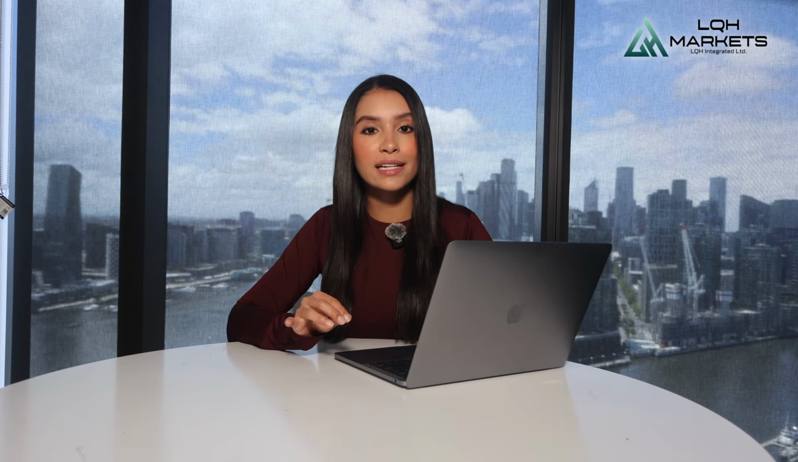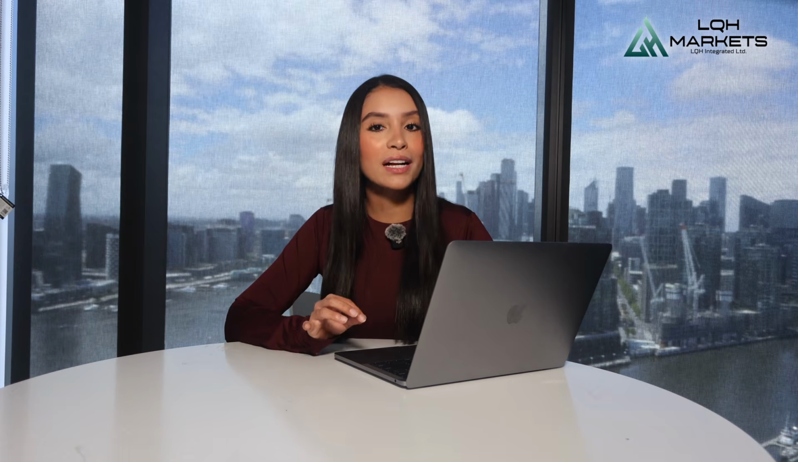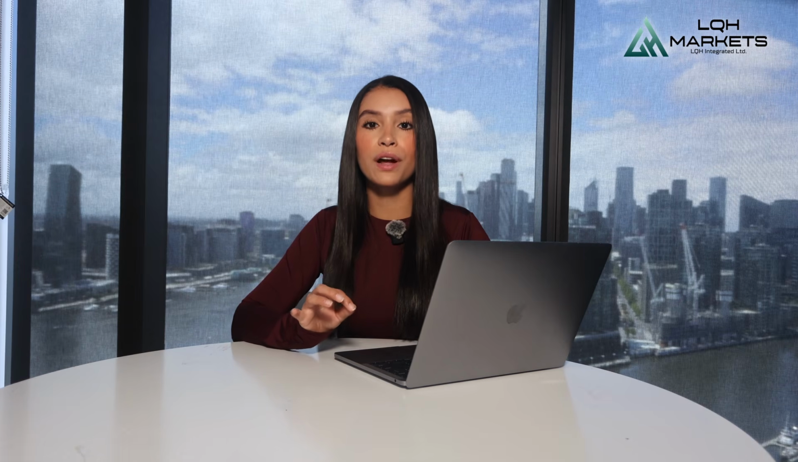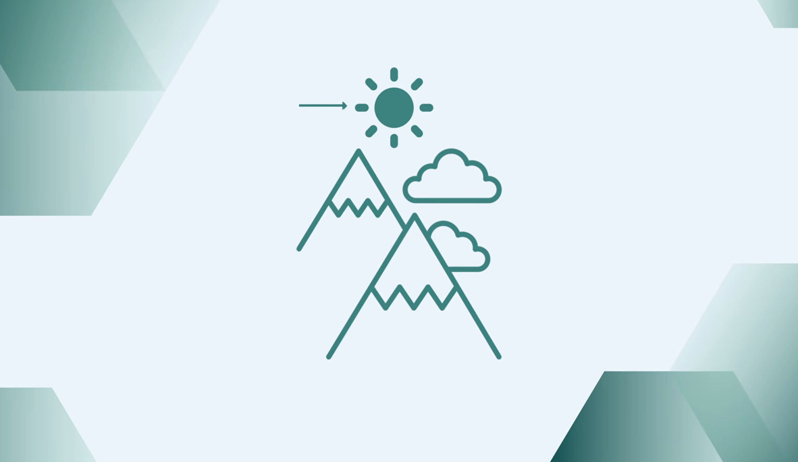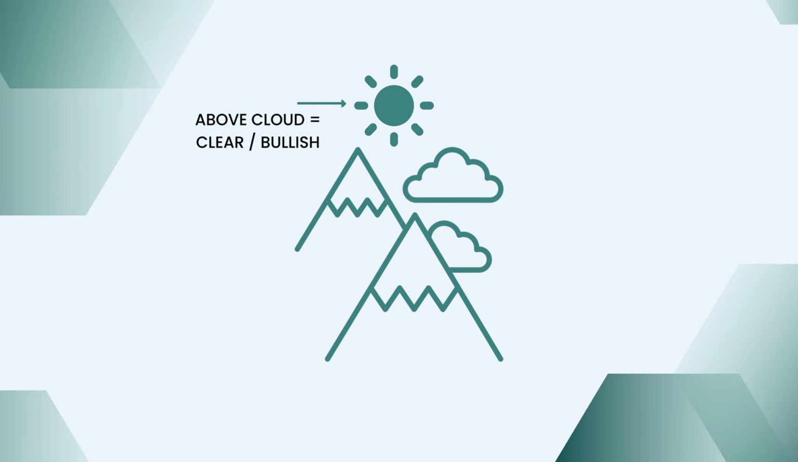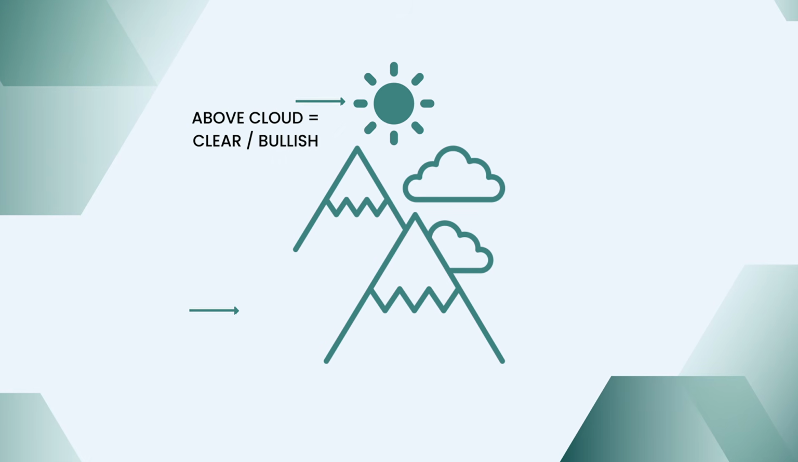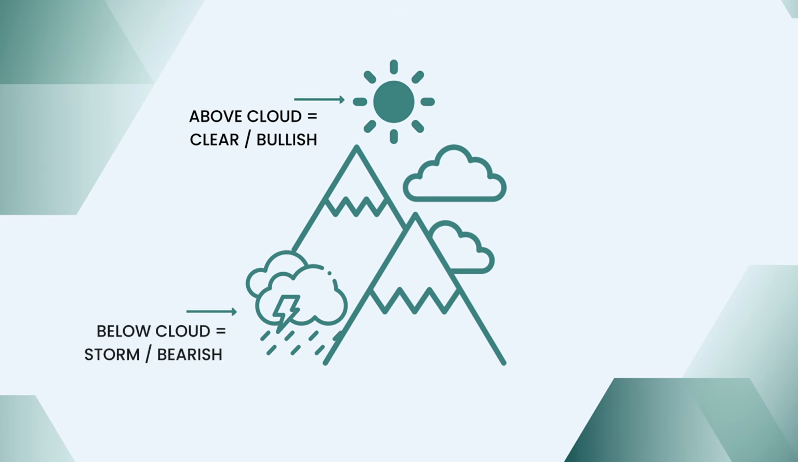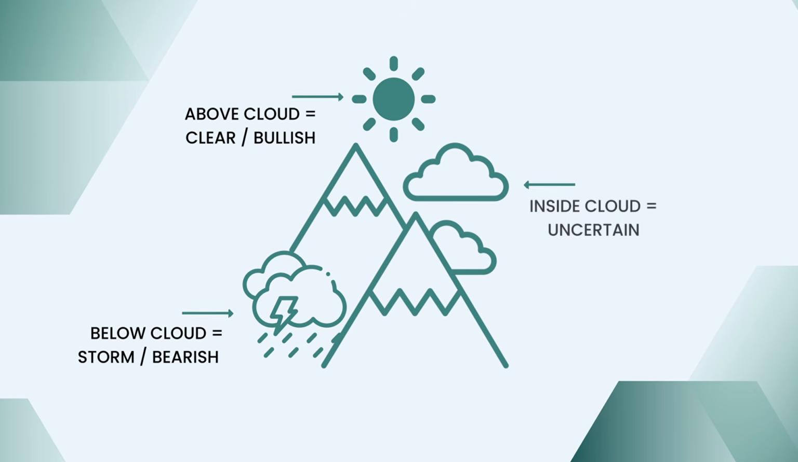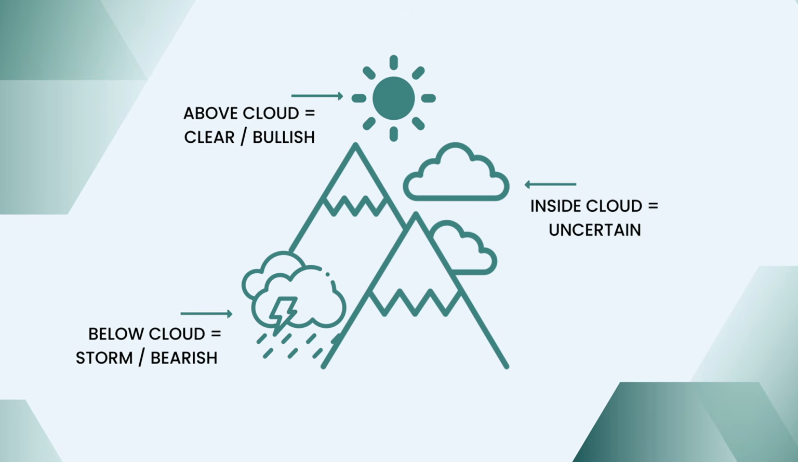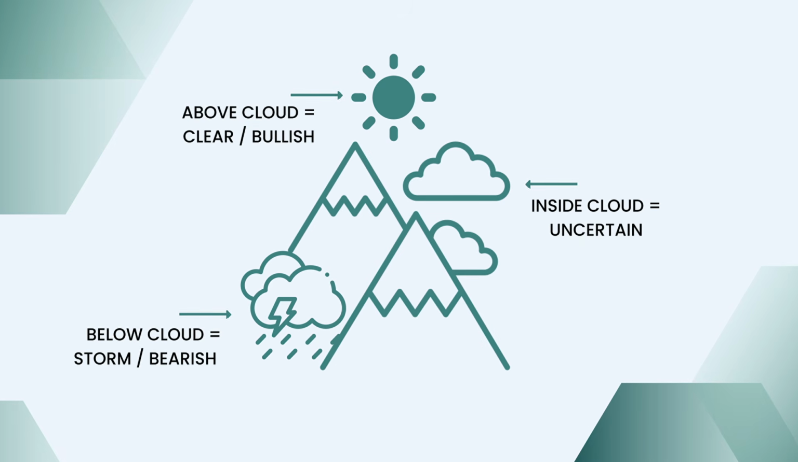Now, let's visualize this with a story. Imagine the cloud as the weather around a mountain. When the mountain, the price, is above the clouds, the sky is clear and the view is bullish. When it's below the clouds, the weather turns stormy, bearish conditions. But when it's inside the clouds, visibility is poor. That's when professional traders wait, because the market hasn't chosen a direction yet.